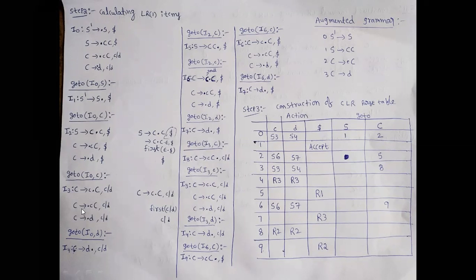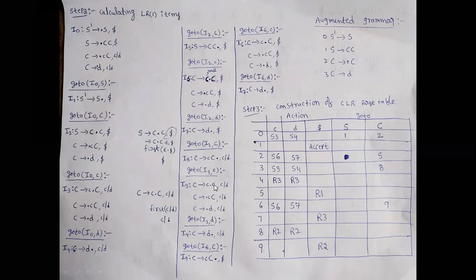So we are applying go to function. So this dot is moving one position to the right. So then the production becomes C is production with small c dot capital C, and this look ahead is written as C/D. Then after the dot we have a non-terminal capital C. Then add the productions of capital C. The productions are C is production with dot small c capital C, C is production with dot D. But the look ahead is C/D.